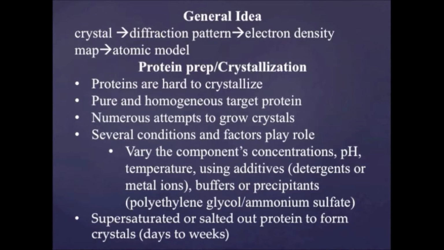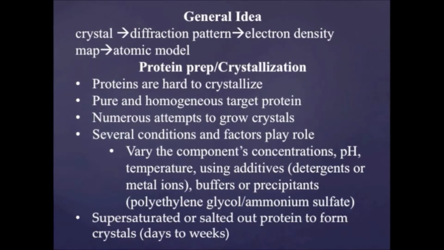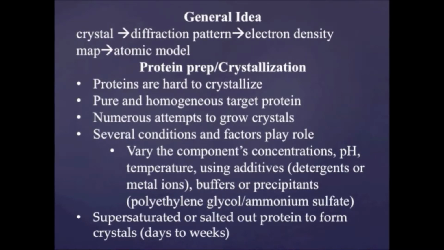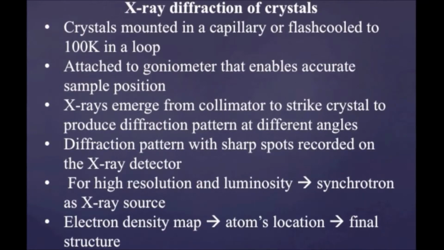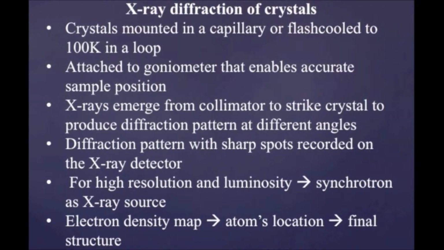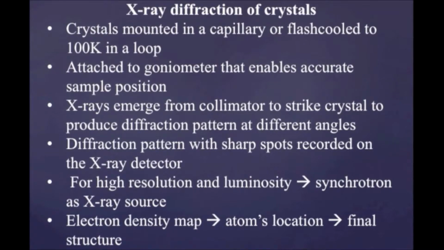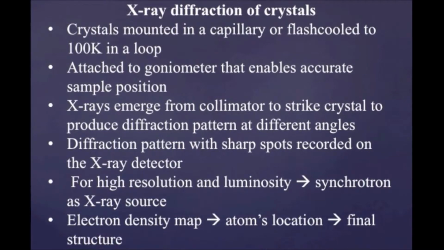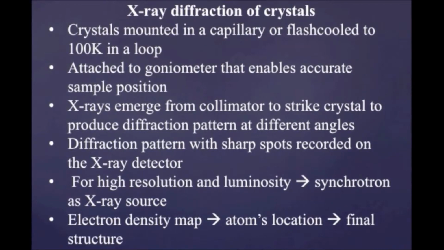Additions of detergents or metal ions can enhance the process. Buffers like polyethylene glycol and salts like ammonium sulfate can be added to supersaturate and salt out the proteins to form large crystals, which could take from several days to several weeks to grow. Crystals need to be mounted in a way where the sample can be raised so that the X-ray beam can be passed through the sample. So crystals get mounted in a capillary tube at room temperature or get flash cooled to 100 Kelvin in a loop.